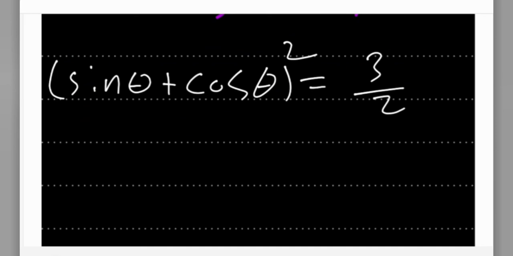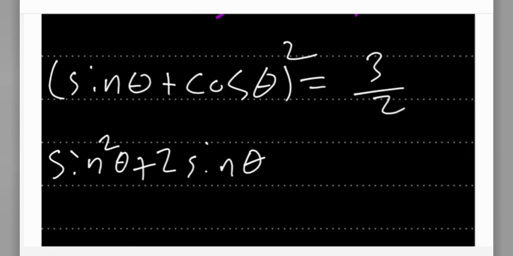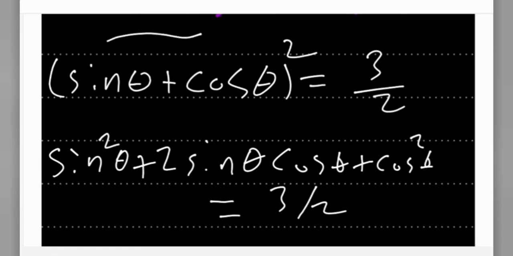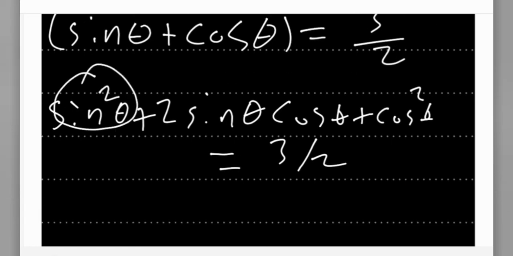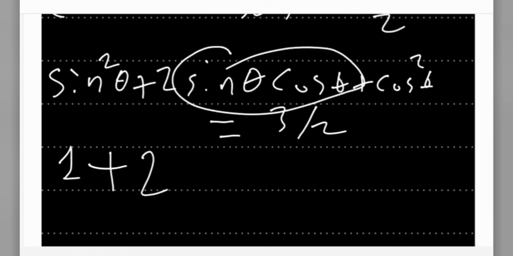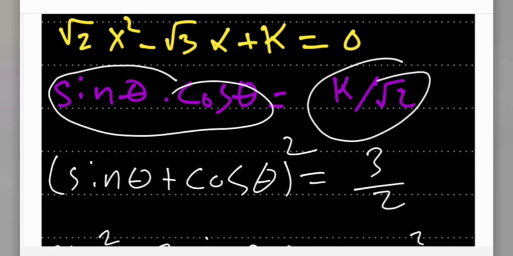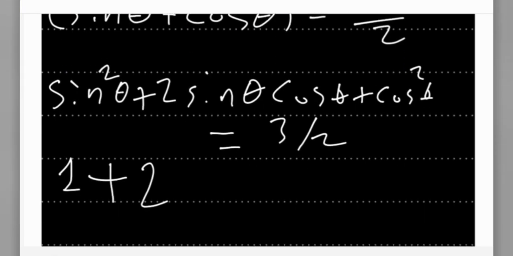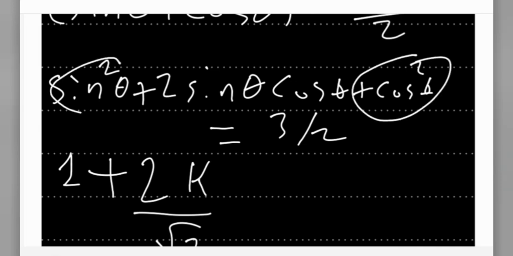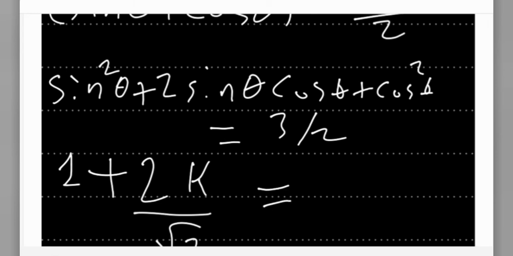This is something you get used to by studying trigonometry. So sine of theta squared plus 2 sine of theta cosine of theta plus cosine of theta squared, all this is equal to 3 divided by 2. The only thing I did was take this squared. So sine of theta squared plus cosine of theta squared is 1, plus 2 multiplied by sine of theta multiplied by cosine of theta. But what is sine of theta multiplied by cosine of theta? k divided by the square root of 2. So let's put this in place of this: k divided by square root of 2. So this is equal to 3 divided by 2.